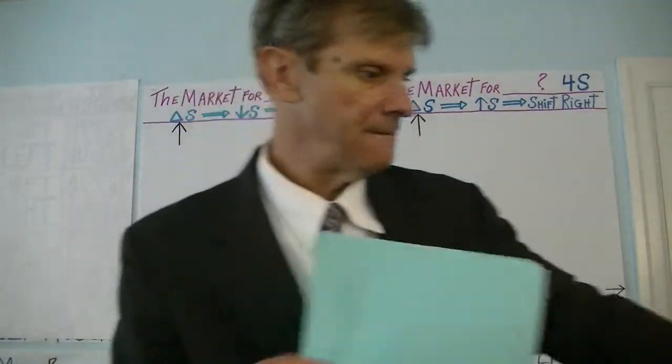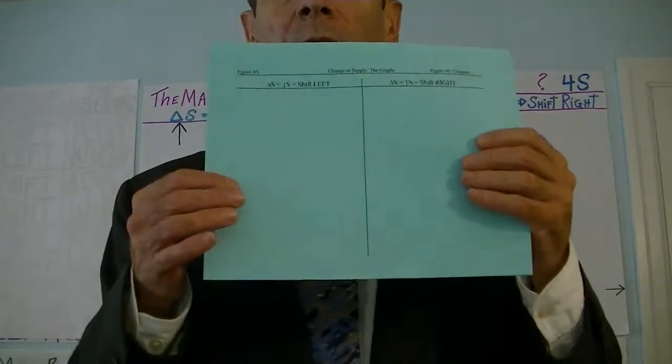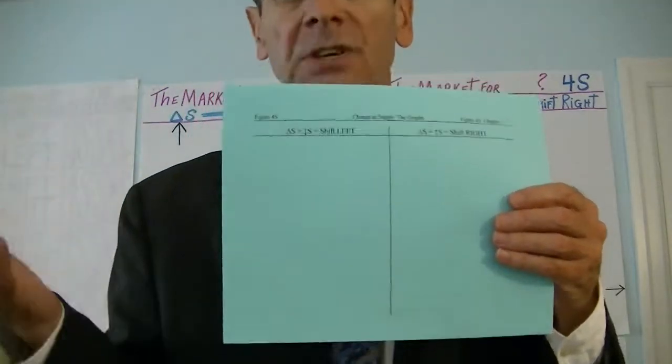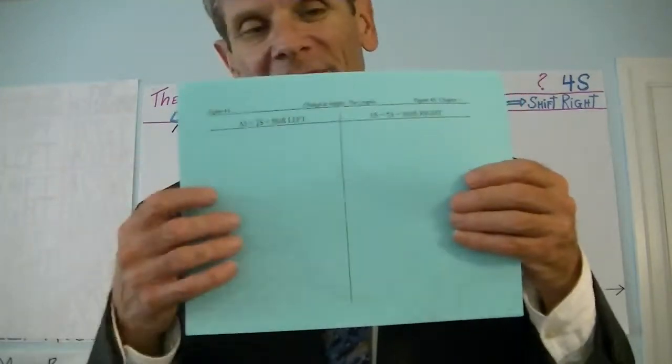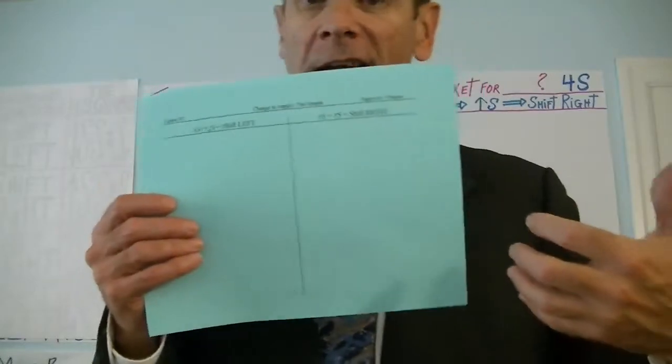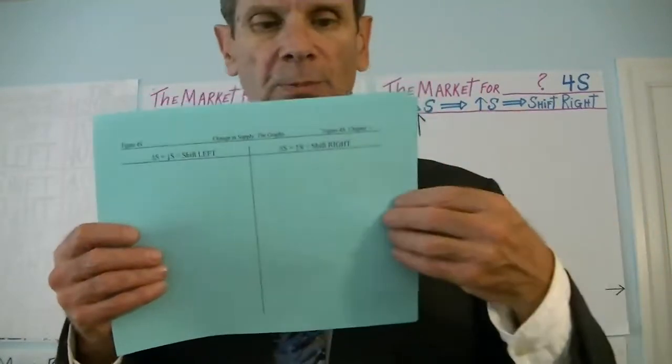If you join with me, here's where the graphs are going to be. On the left, we're going to have a decrease in supply, which is a shift left of the entire supply curve. Does that make sense? So we put that on the left. On the right, we're going to have an increase in supply. That's a shift right of the entire supply curve. So we're going to put that there.